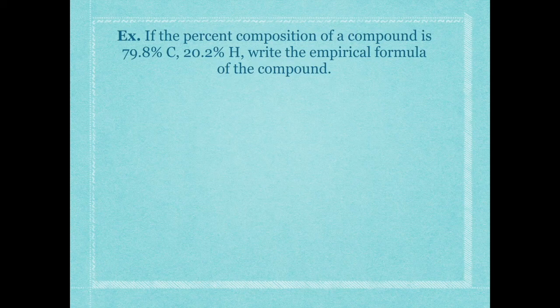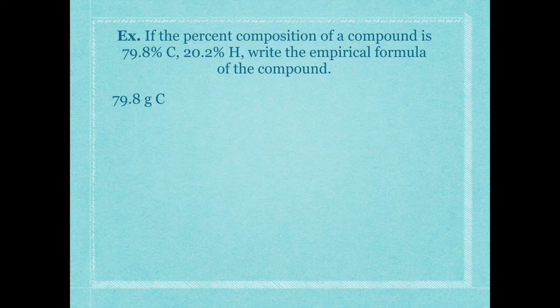Okay? Let's try one more example. What if instead of masses, I gave you percents? Well, it might seem a little bit intimidating until you realize that I can say the total mass of my sample is 100 grams. If the total mass of my sample were 100 grams, then I would have 79.8 grams of carbon and 20.2 grams of hydrogen. So that's exactly what I'm going to do, and then it's the exact same thing as the previous problem.